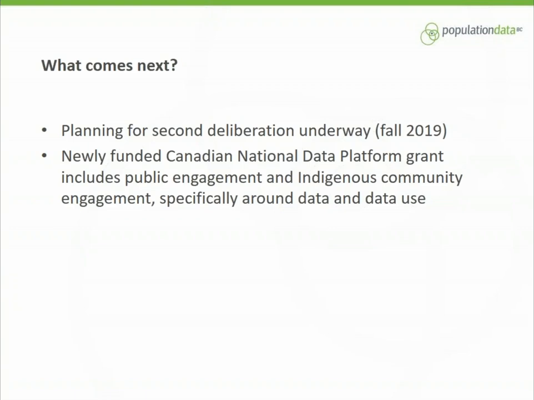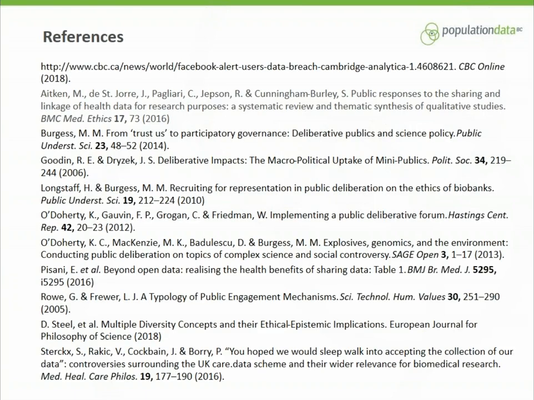That's something we're still working on with our policy partners. There's also the new Canadian National Data Platform that Pop Data is a part of that does include public engagement and Indigenous community engagement. So that's something that we may be tying in as well. That's about it. Some of the references here.